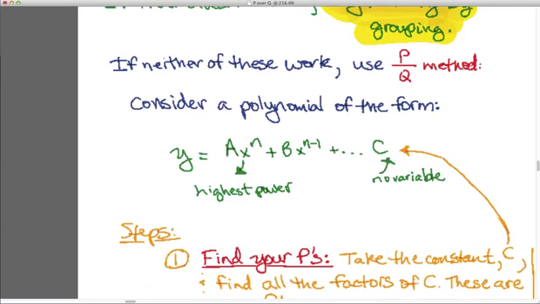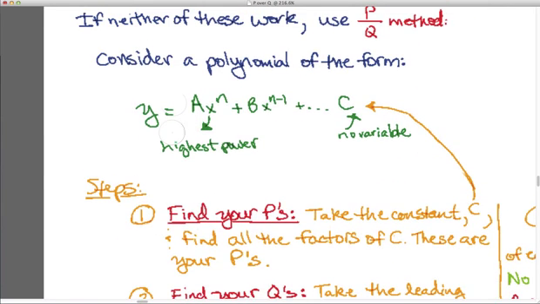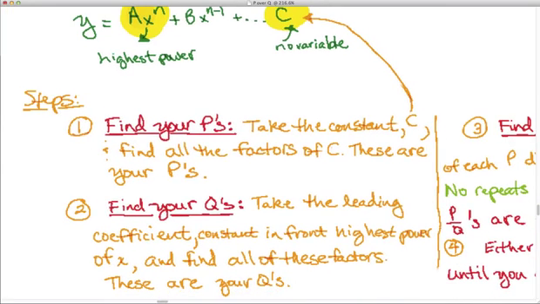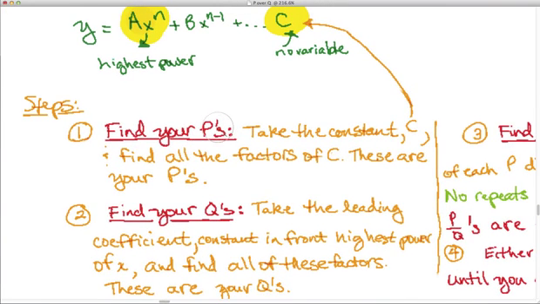What is that? Well, let's take a look at this polynomial here. This is the highest term, the degree term with its leading coefficient of A, and this is the constant term. Based off of that, these are the steps. First, you're going to find your P's. And the P's are going to be the factors of your constant C, and basically you're going to list them all out.